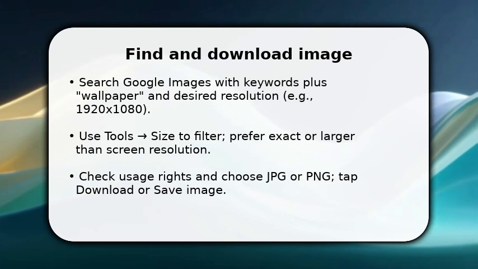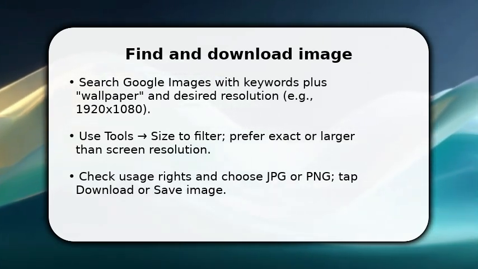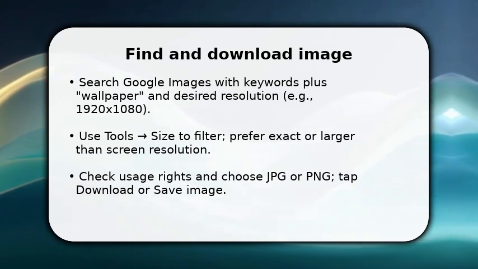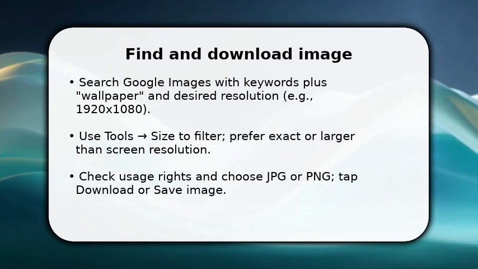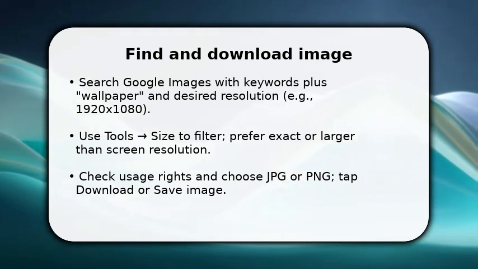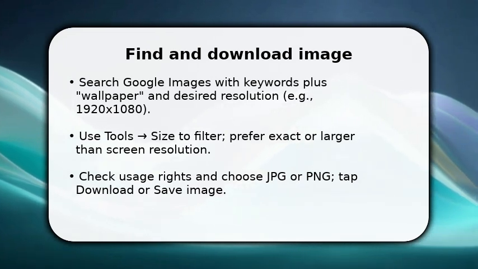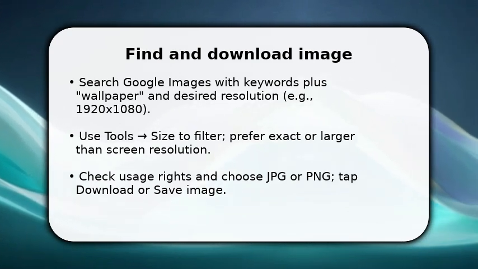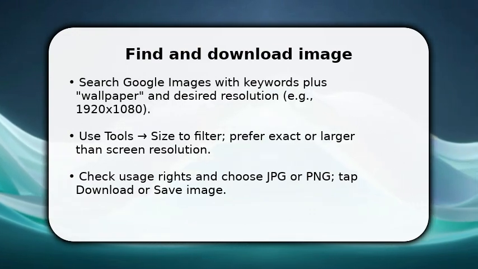You start by hunting the right image. Search Google Images with a clear keyword and add wallpaper to narrow results. Once done, open Tools and filter by size so you pick an image equal to or larger than your screen resolution. This preserves sharpness. Make sure to verify usage rights to avoid copyrighted content and download a JPG or PNG copy to a folder you control. Finally, name or move the file to a simple path so you can find it when setting wallpaper.